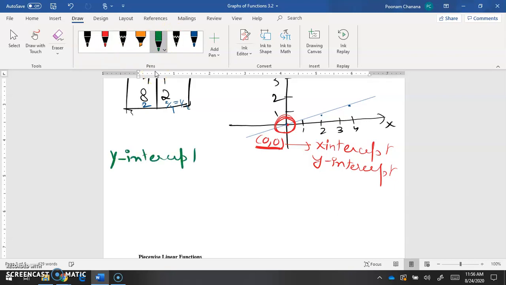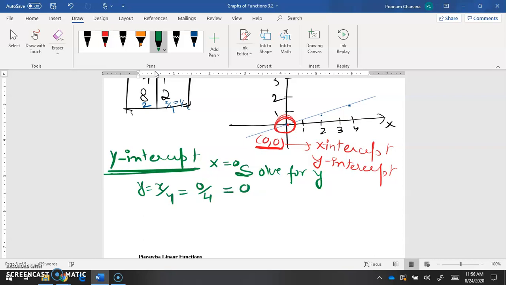Let's find the y-intercept. What is the technique to find the y-intercept? We have to plug in x equal to 0 and solve for y. So what was our function again? Y is equal to x by 4. You put x as 0, so 0 by 4, which will give me 0. So what is the point we got? We got the y-intercept is (0, 0), which we told by our graph.